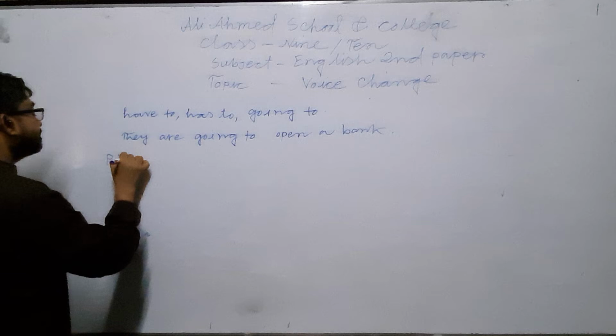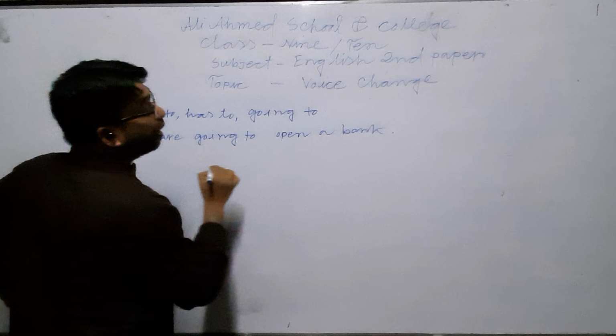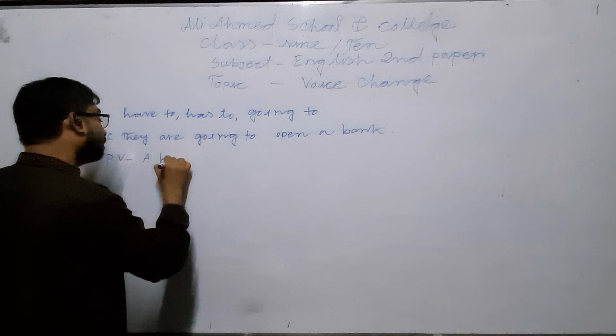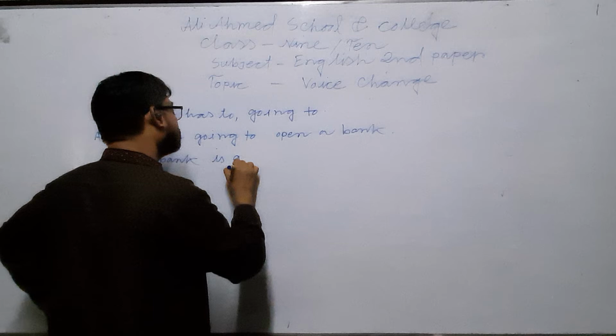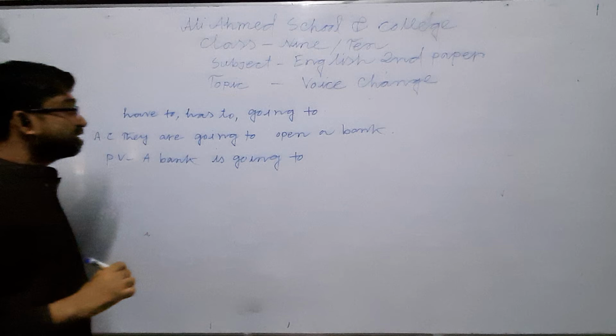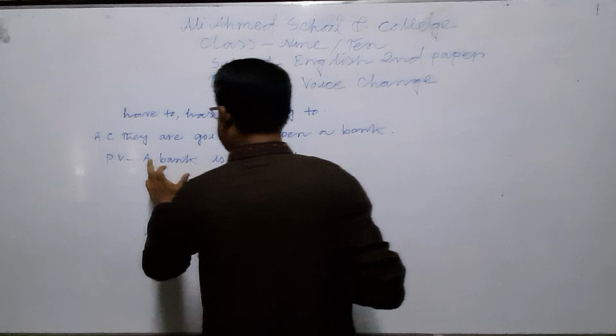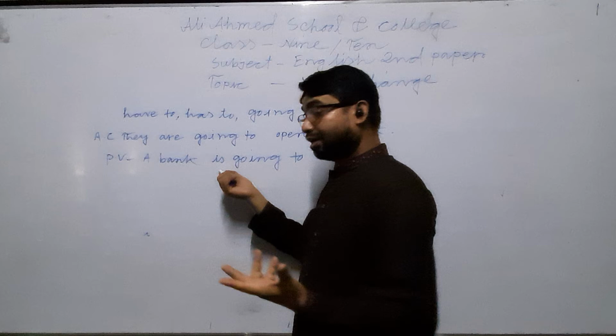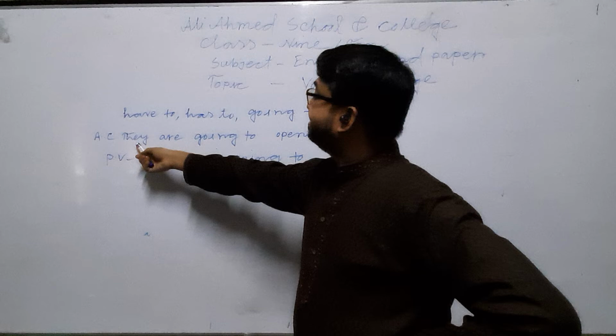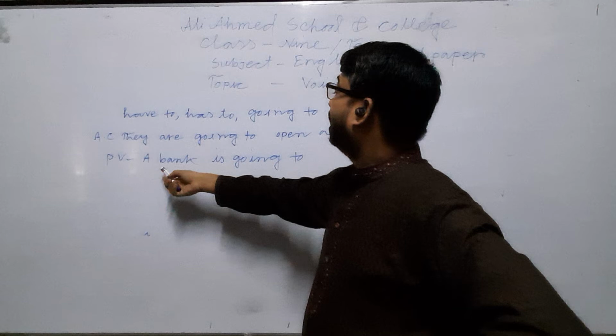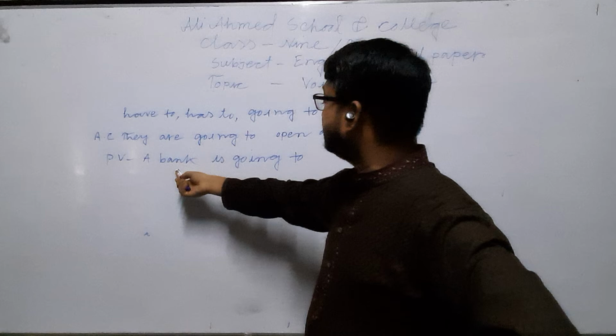Passive voice will be like that. At first, we have to use the object. Here, a bank is the object. A bank is going to. If you find going to in a sentence, going to must be used, but before that, according to the subject, you have to use the auxiliary. As in the previous sentence, the subject they is plural, that is why are has been used. On the other hand, in passive voice, a bank has become the subject and that is singular, that is why is has been used here.